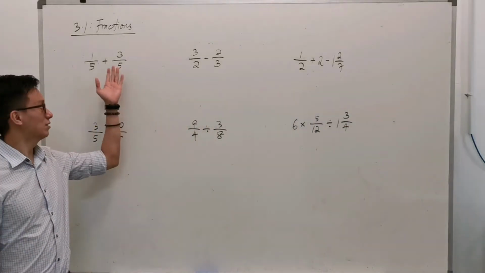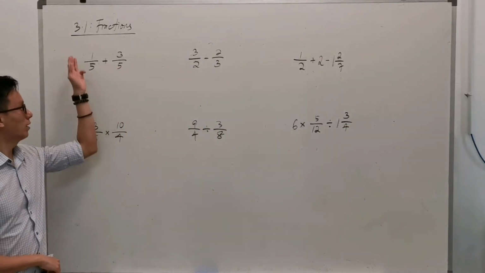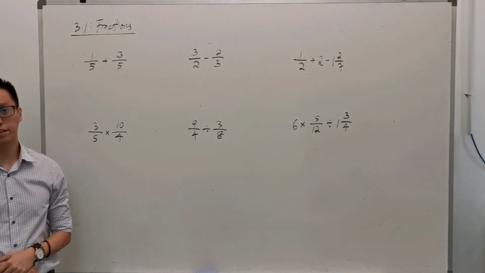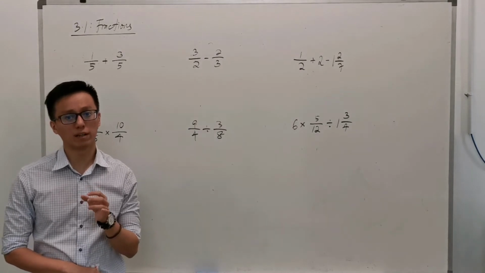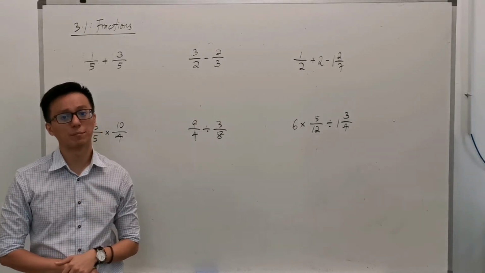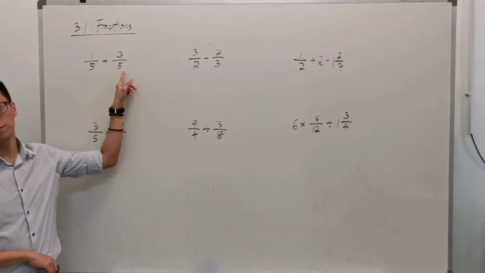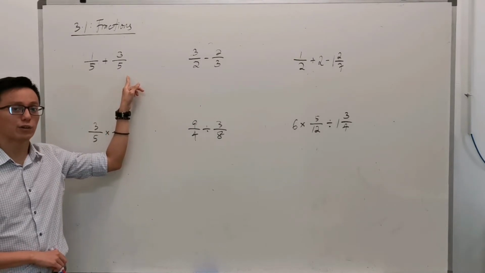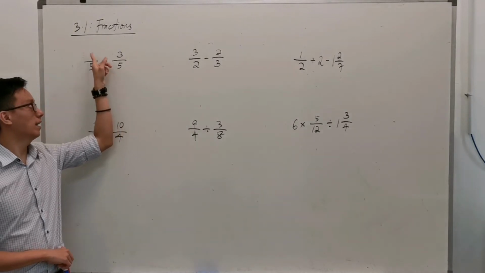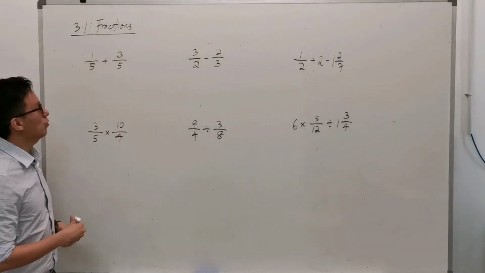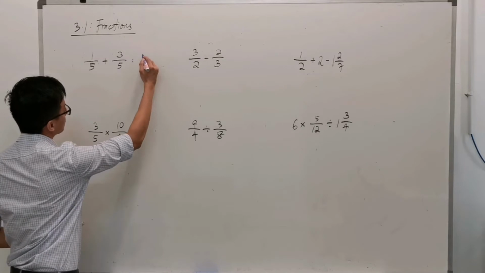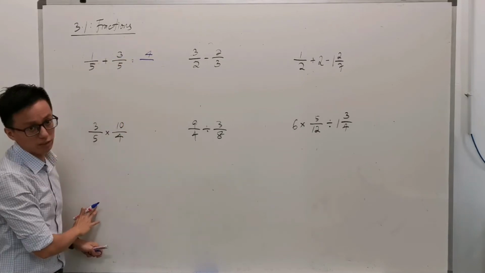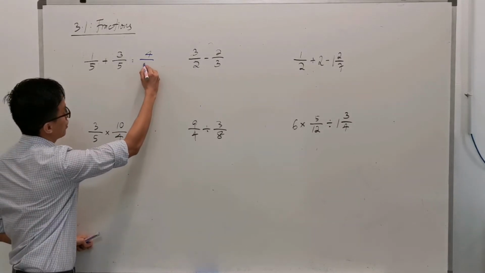So let's look at the first question. 1 over 5 plus 3 over 5. The first step is we have to make sure all the denominators are the same number. So both of them are 5, so we can go straight to the second step. We add up the numerators. So the answer will be 1 plus 3, 4, and the denominator will not change.